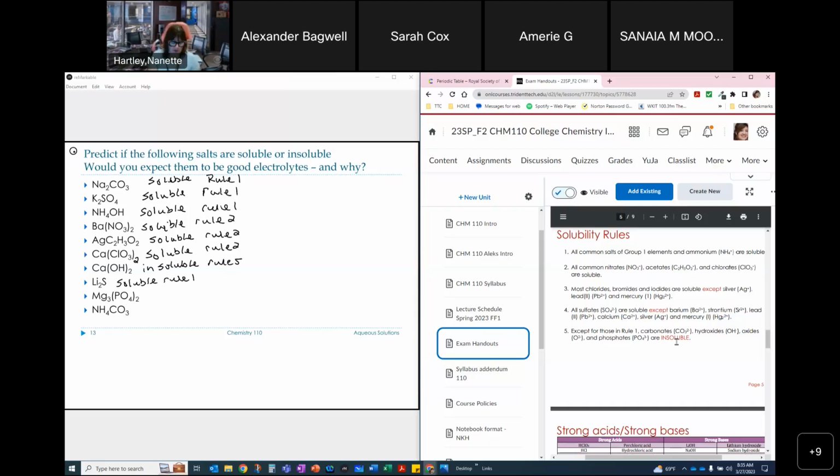I'm looking at Mg3(PO4)2. Mg is an alkaline earth metal, so that first rule doesn't apply. So now I need to go look for my PO4. And if I come down here, I see phosphates are insoluble except for those in rule 1. So this is going to be insoluble, and that's based on rule 5. And my NH4CO3, again, NH4 is part of rule 1. That's going to be soluble because of that.